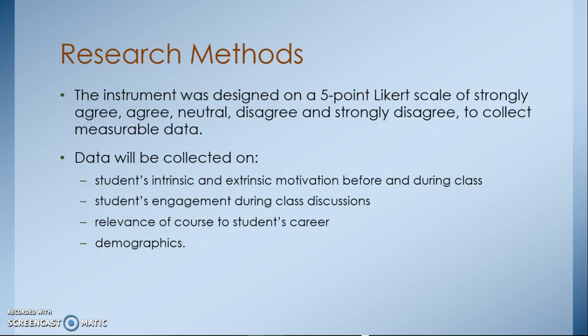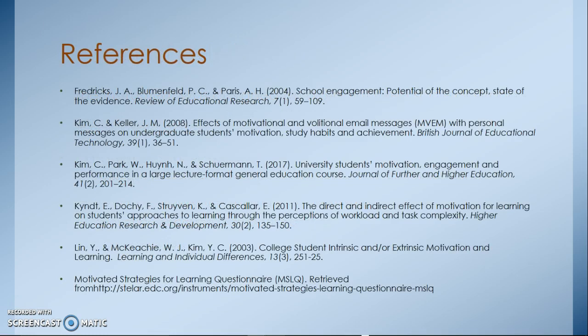The instrument will be based on a 5-point Likert scale, from strongly agree all the way to strongly disagree. The data collected will cover these four things: the students' intrinsic and extrinsic motivation before and during class, students' engagement during class discussions, the relevance of the course to the students' careers, and the demographics. And these are the references to that.